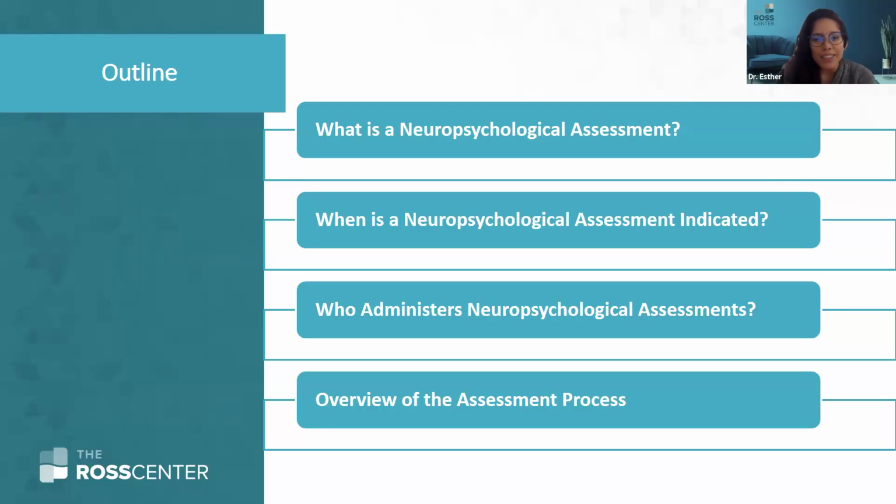So here's our outline for today. We will be discussing what is a neuropsychological assessment and when they are indicated. We will also be discussing who administers neuropsychological assessments and an overview of the assessment process and what it looks like at the Ross Center specifically.